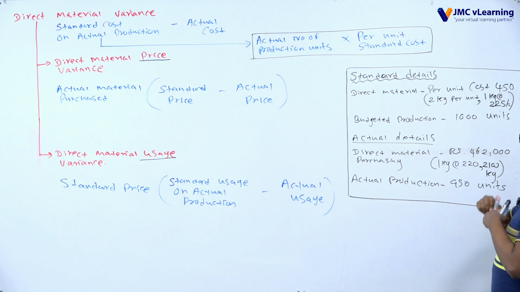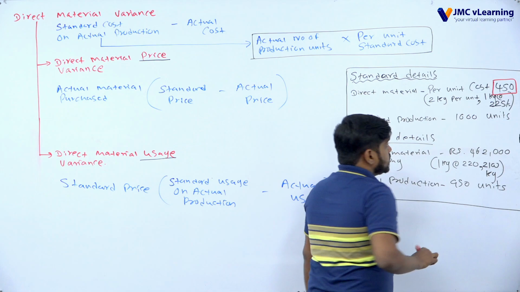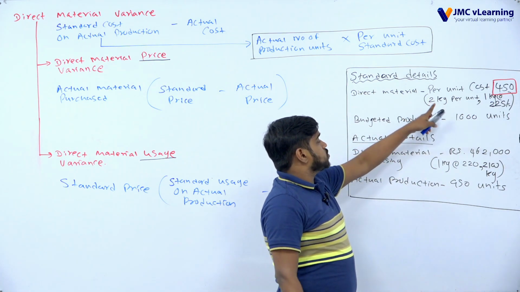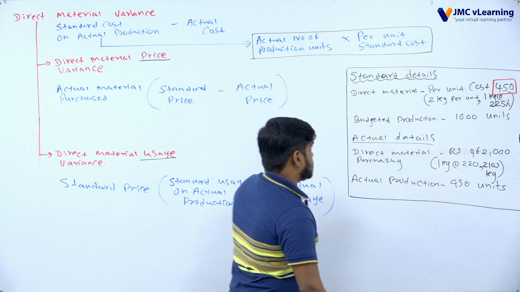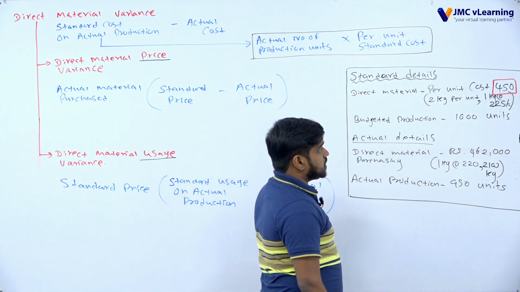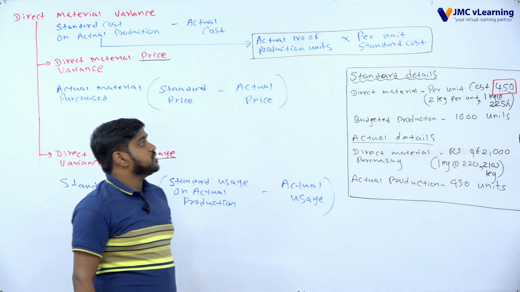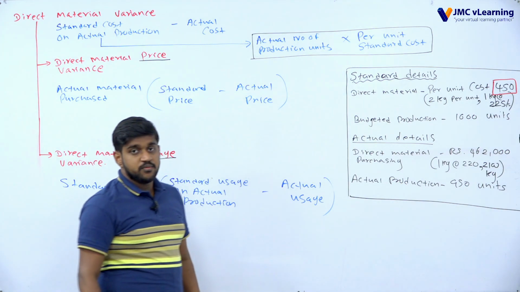Then our per unit cost is 450. It is required 2 kilogram per unit for the purpose of producing this. Then 1 kilogram is 225, so our per unit cost is 225 multiplied by 2, which is 450.